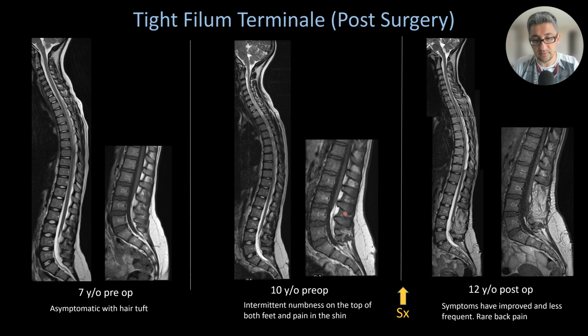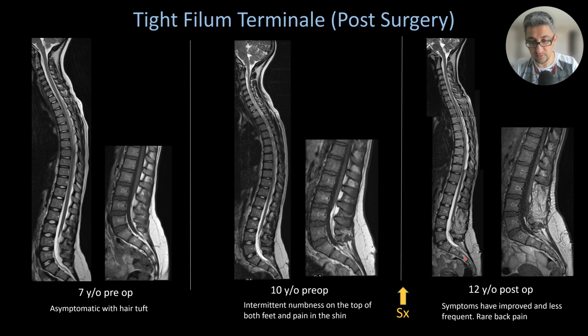Around the age of 10, the patient develops some symptoms, intermittent numbness on the top of both feet and pain in the shin. On the MRI, not much has changed. We still see a low-lying cord attached to a lipoma, and the surgeons decided to do the surgery at this level.